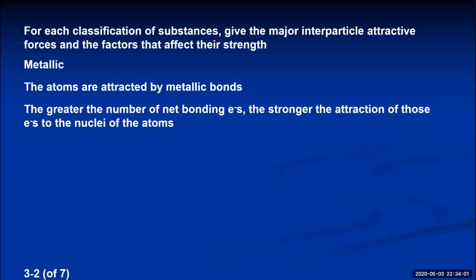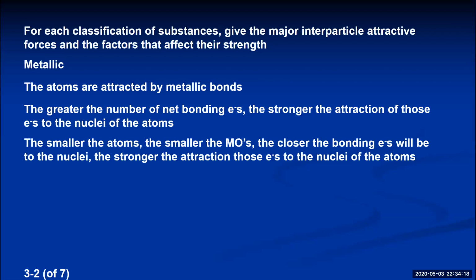The secondary factor, which comes into play if you're comparing metals that have the same number of net bonding electrons, is the size of the metal atoms. Because if the metal atoms are smaller, the molecular orbitals they're creating are going to be smaller, which allows the bonding electrons to be closer to the nuclei. So the smaller the atoms, the smaller the molecular orbitals, the closer bonding electrons will be to the nuclei, and the stronger the attraction those electrons will have to the nuclei. So given the same number of net bonding electrons, smaller atoms will wind up having stronger metallic bonds and therefore higher melting points.